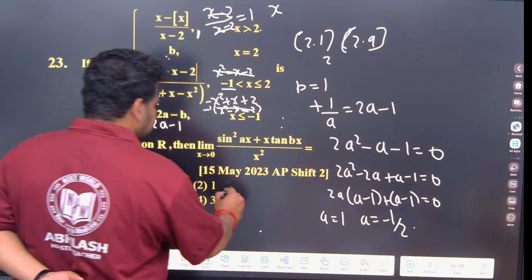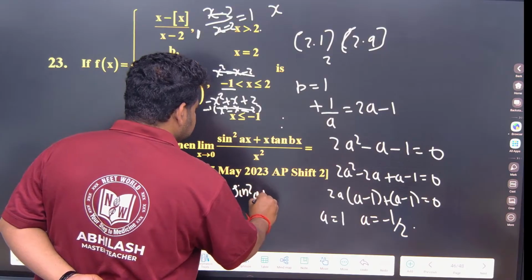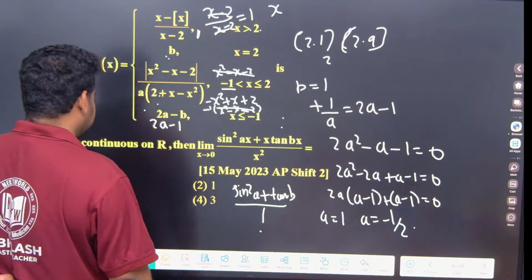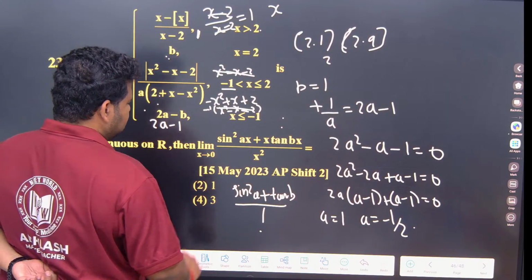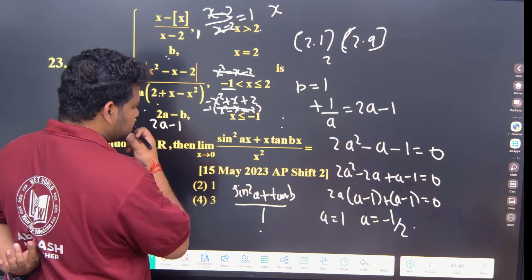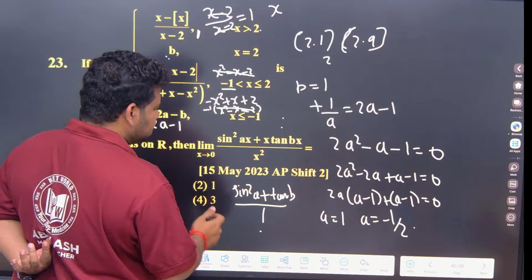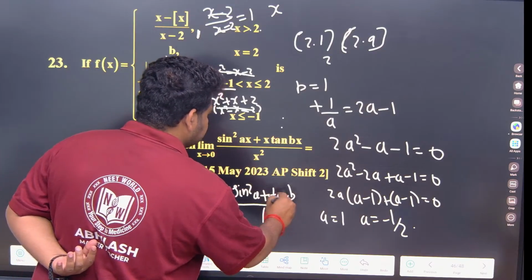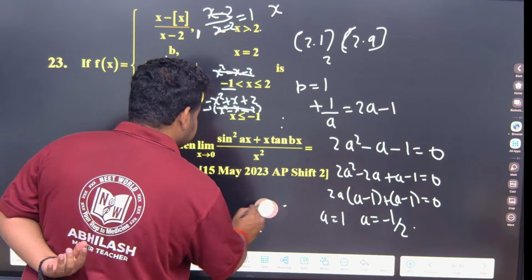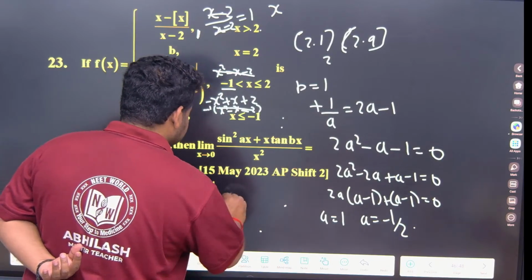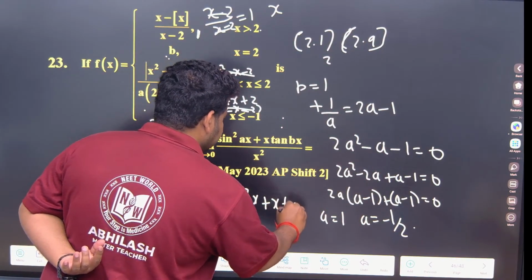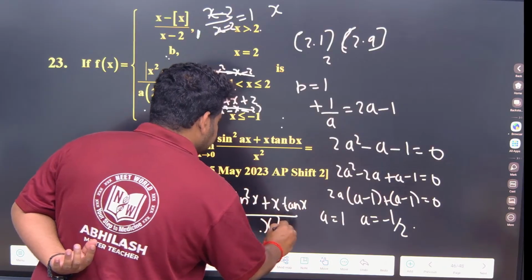This will become sin square a plus tan b plus 1. So if I put x is equal to 0, I am not getting any value. X into tan x, sin square x. This will be sin square x plus x tan x by x square.